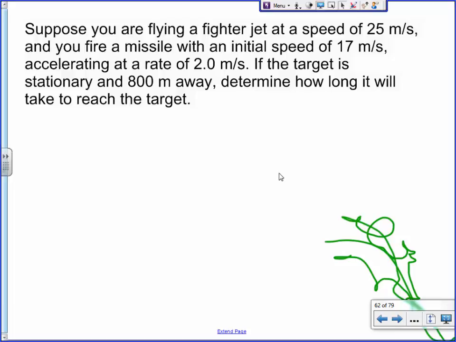Okay, next example. You're in a fighter jet. You're going 25 meters per second in the fighter jet, but you fire the missile at 17 meters per second. You guys get the concept here? The jet itself is already traveling 25 meters per second. You fire a missile. Now, you can't fire the missile at the same speed as your jet, right? Otherwise, the missile will always be right next to your jet. And then, well, that's not good, right? You need the missile to go faster than you're going, right? So, how fast is the missile actually going total, then?